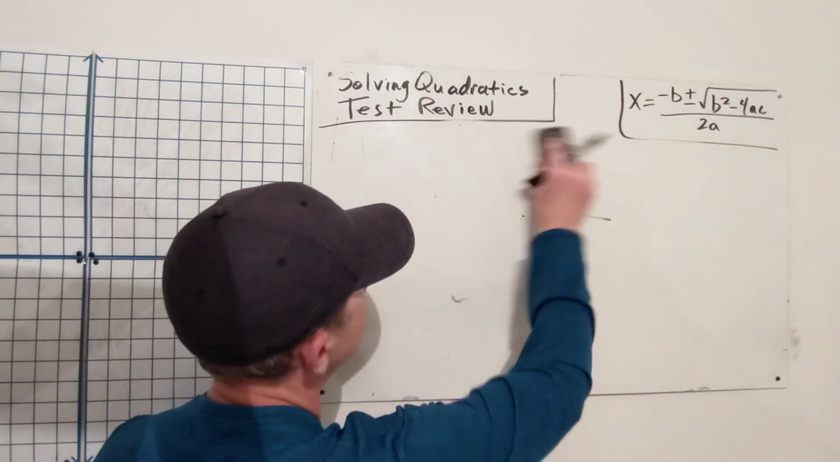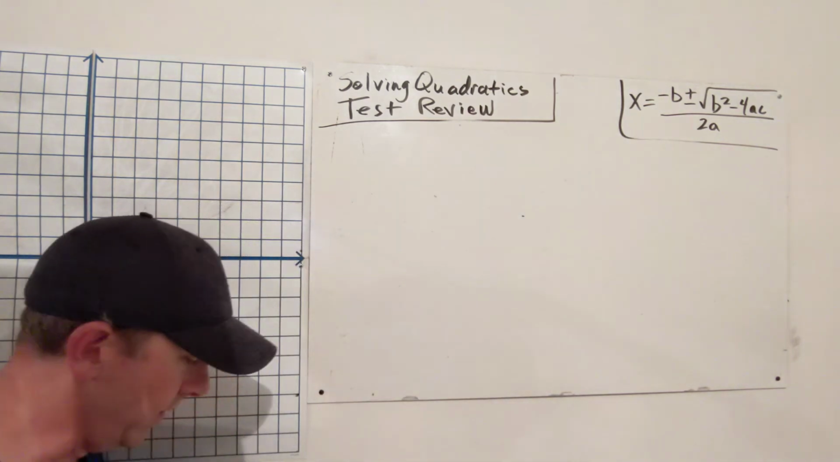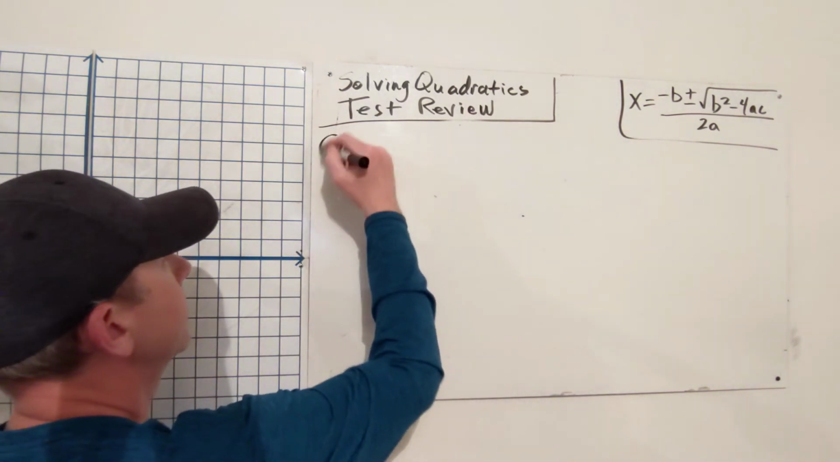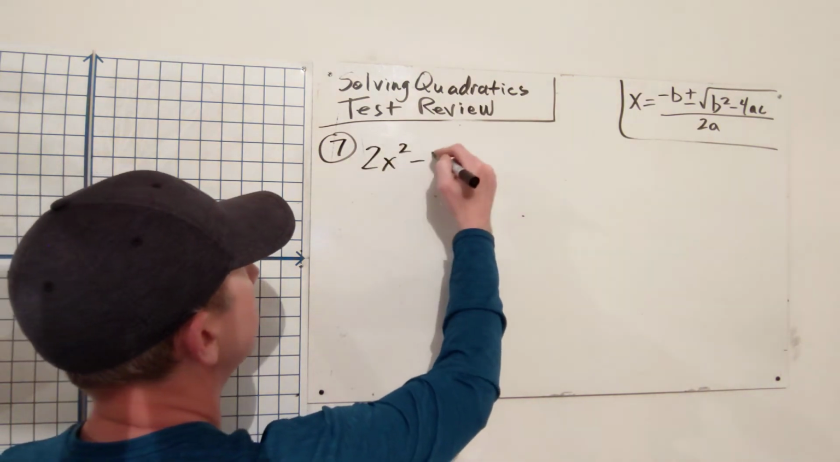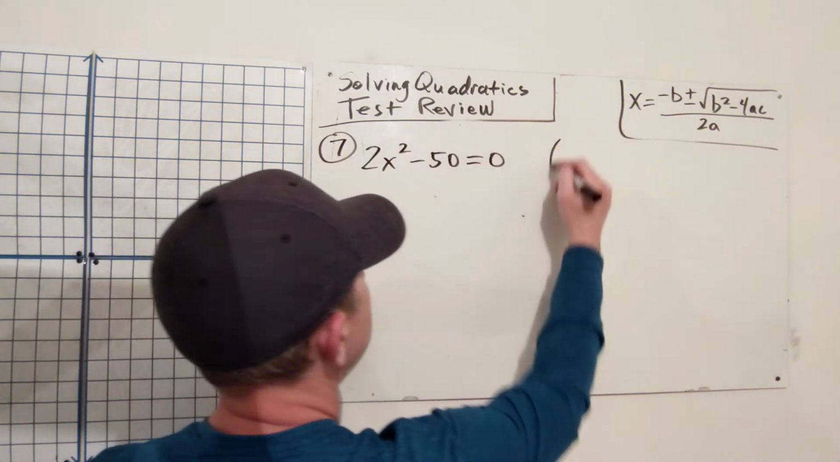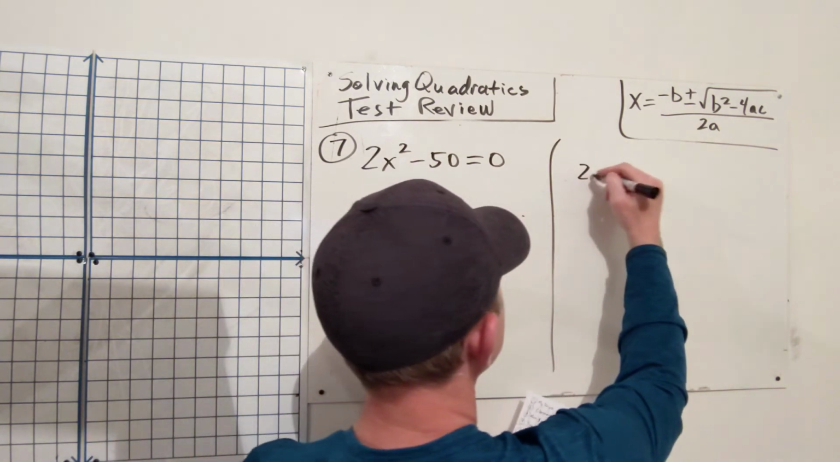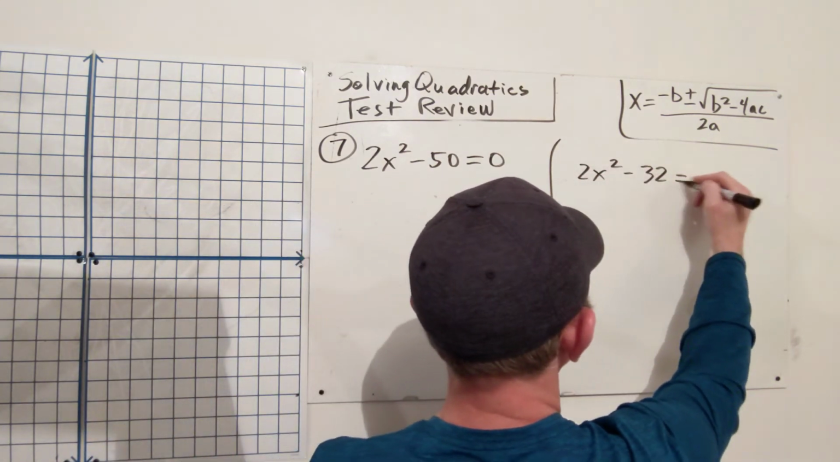After we talk about solving by square roots. Now, solving by square roots, number 7, this is the fastest one. These are the fastest ones on solving quadratics. Okay, 2x squared minus 32 equals 0.